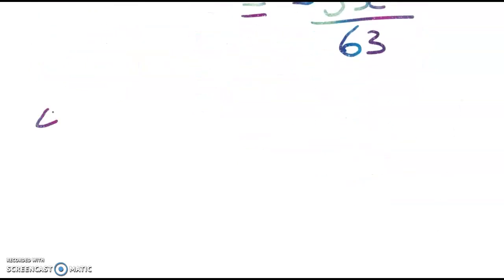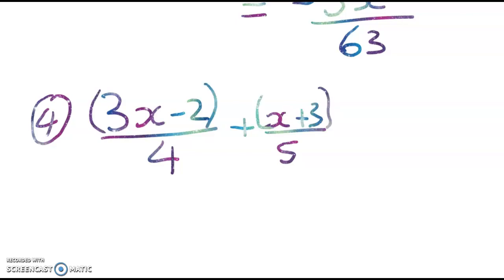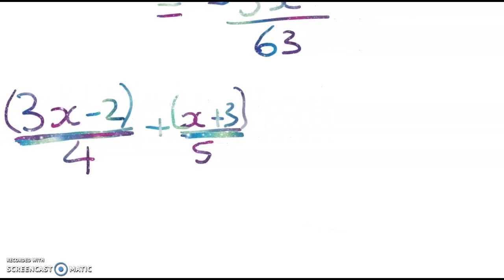The last two are slightly trickier. We end up having to expand and then simplify. So we've got 3x minus 2 divided by 4 plus x plus 3 over 5. Now it helps to think about these as having an invisible bracket around them. That's what this divided sign does. It's dividing everything on the top by everything on the bottom. So we need a common denominator, and the common denominator is going to be 20.